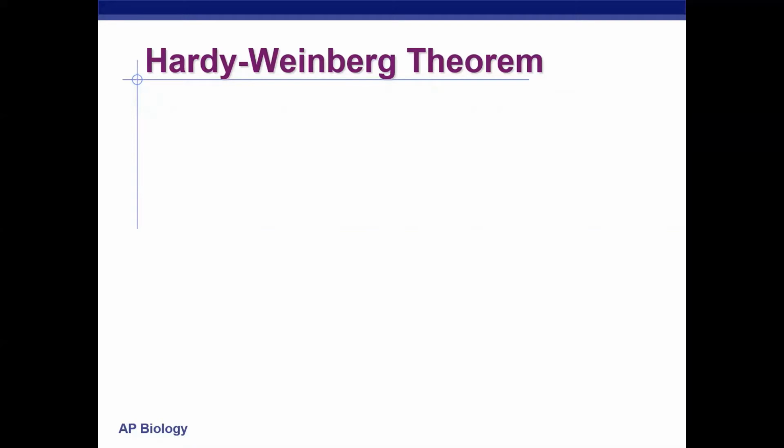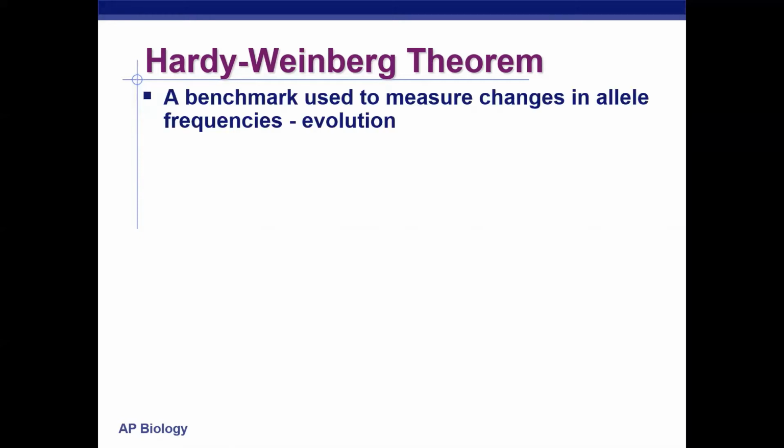microevolution. That is studying an equation, a theorem, some math called the Hardy-Weinberg theorem, developed by two scientists named Hardy and Weinberg. And they developed this benchmark used to measure changes in allele frequencies. In other words, they came up with an equation. They came up with math to show that evolution occurs.